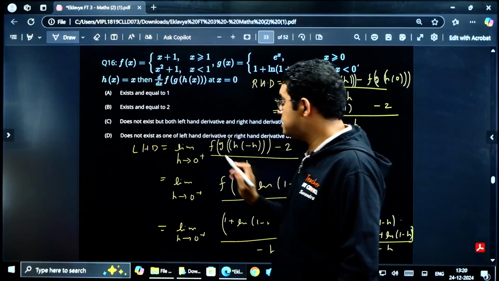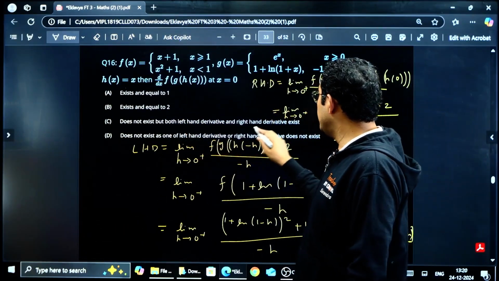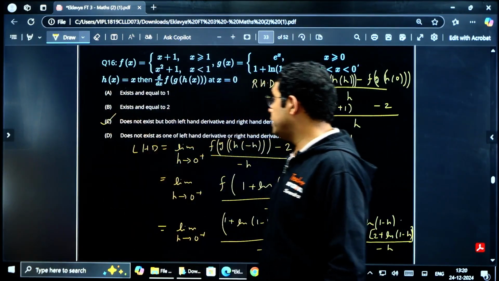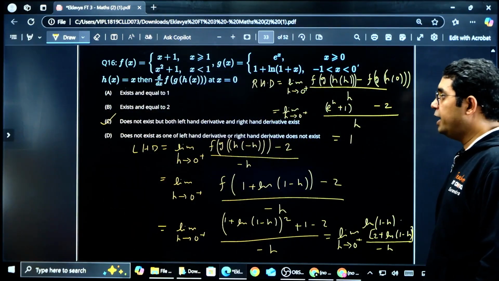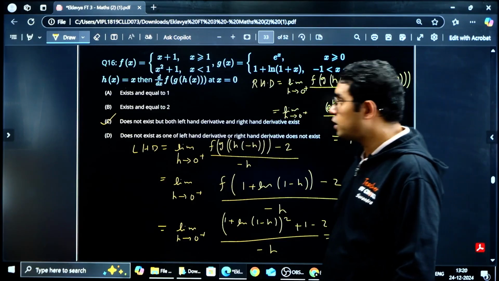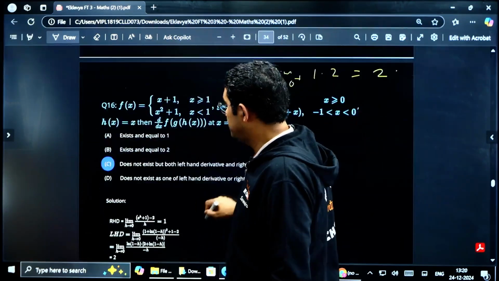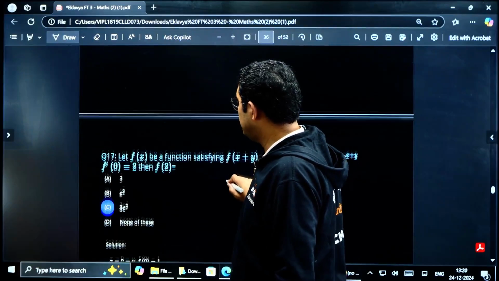So it doesn't exist, but both LHD and RHD exist. So the answer for this question should be C. In the D option they have given does not exist, as one of the LHD or RHD does not exist. So D is not correct. So C is correct for this question. Now moving to the next question, number 17.